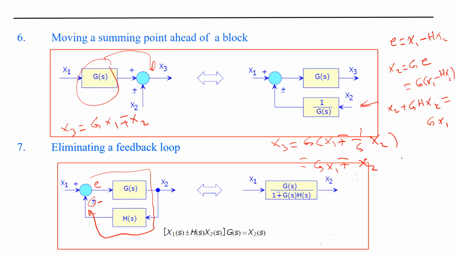Can I solve for x2? Yes, you can solve. It's going to be g over 1 plus gh, times x1. So I reduce this into a single block. If this is negative feedback, I will have 1 plus the loop gain. If this is positive, it is going to be negative here. So whatever the sign is here, invert it.